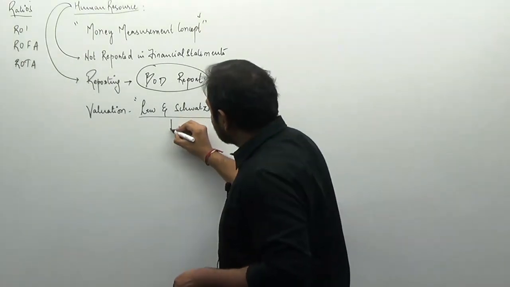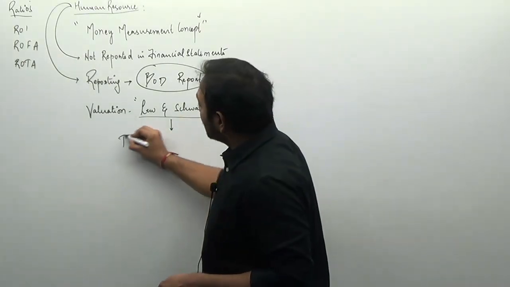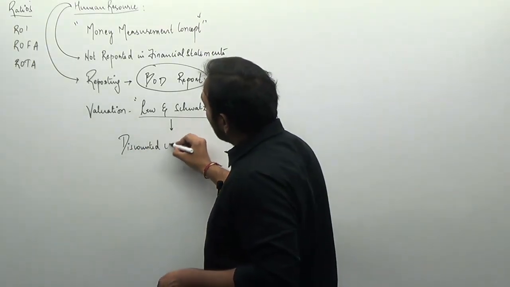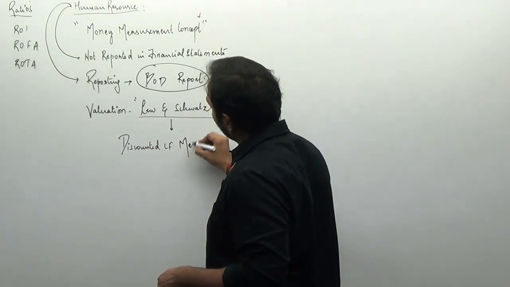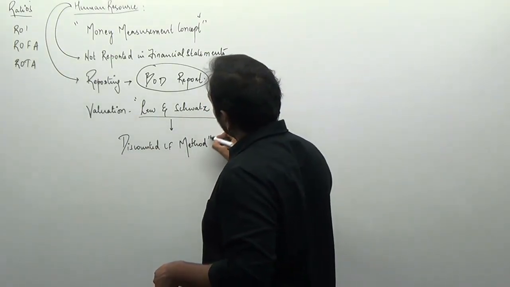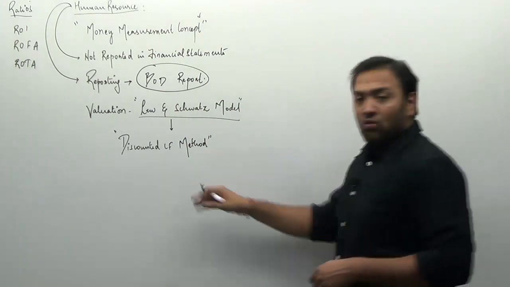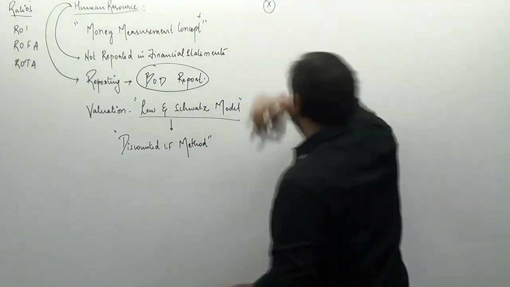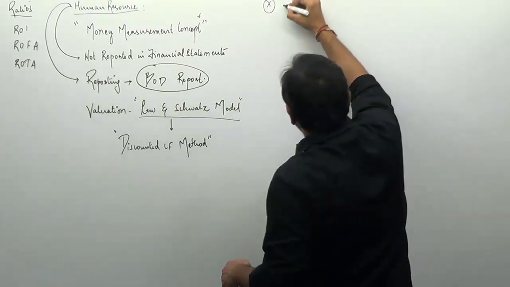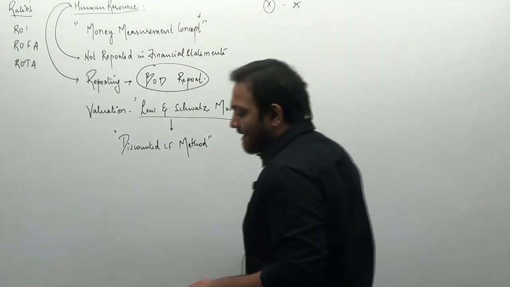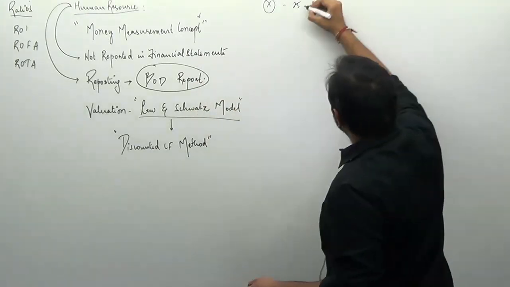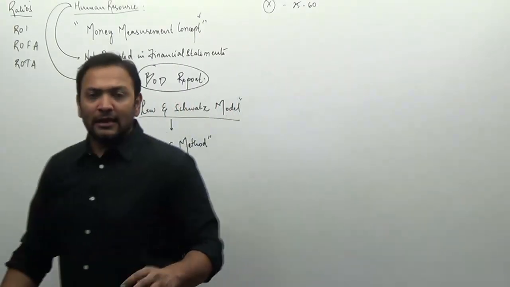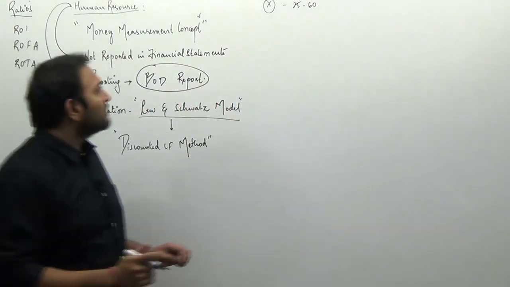In simple sense, I can say that the Lev and Schwartz model uses the discounted cash flow method. Now, what is this discounted cash flow method? Let's say Mr. X was appointed in a company. Mr. X's age is about 25, let's say. On a reasonable expectation, I can say that this fellow will be in employment up to 60, hale and healthy. Let's take till 60.